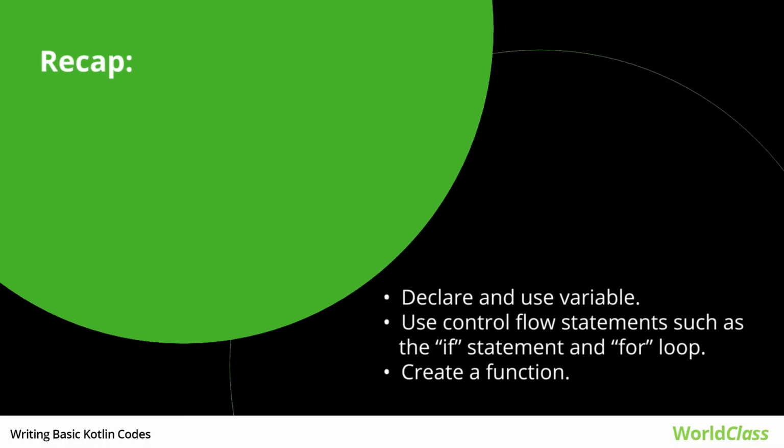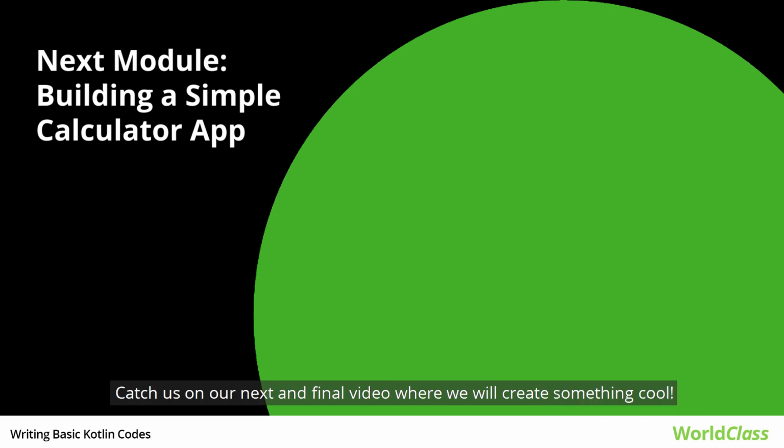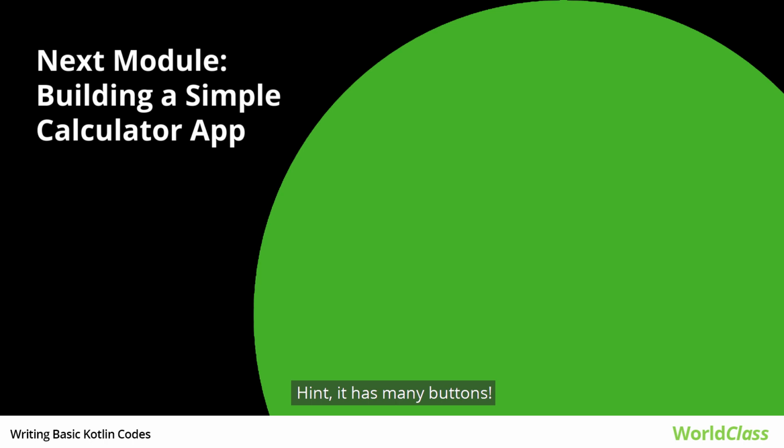So just a quick recap. In this video, we were able to declare and use variables, use control flow statements such as the if statement and the for loop, and create functions. We hope you had fun coding. Catch us on our next and final video where we will create something cool. Hint, it has many buttons.